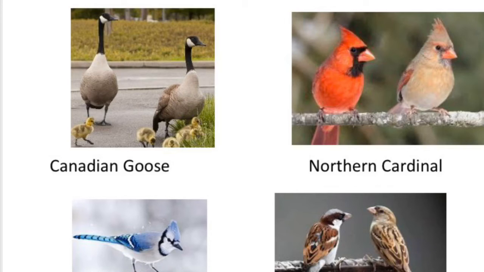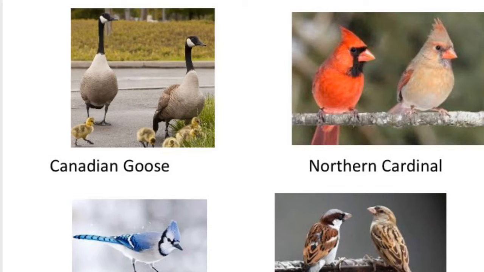The other is their color, and you can see the cardinal. See how red he is? That's the male, and the female's right next to him. She's not quite as bright and colorful as the male. And then you've got a blue jay, he's blue. And then you've got the Canadian geese that are black and white, and the sparrows that are brown with a little bit of gray on top of his head. That's called his crown.